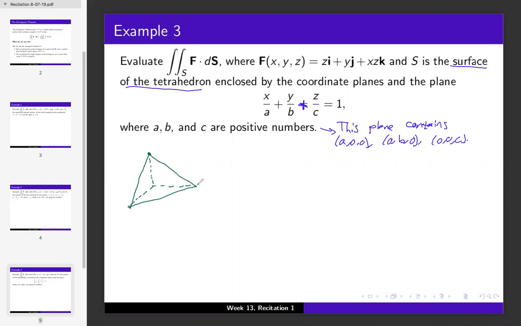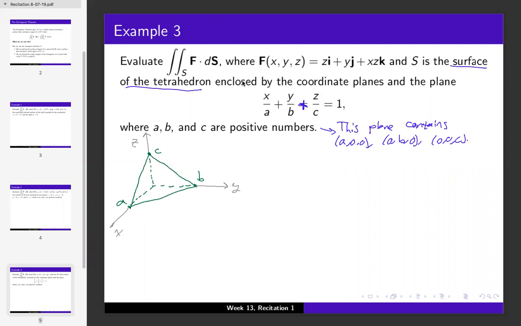So here's your tetrahedron sitting inside your coordinate system, z, x, and y. And here's A, here's B, here's C. So this is what your object looks like in this case. Again, do you have to use the divergence theorem here?